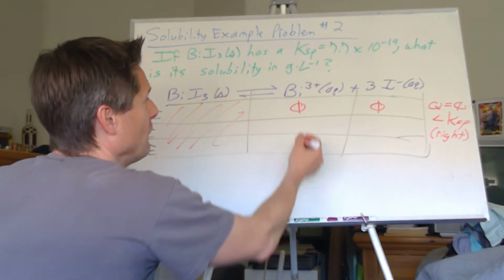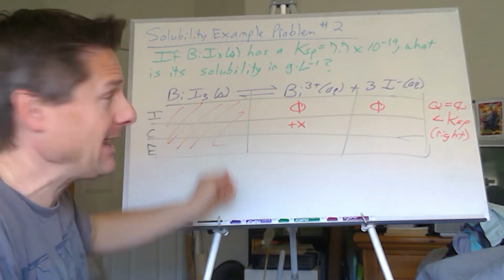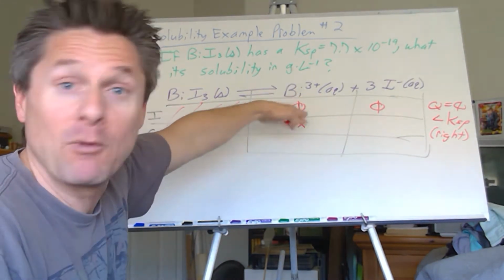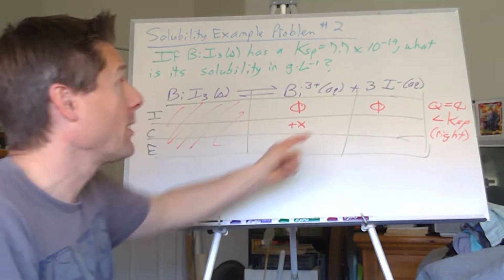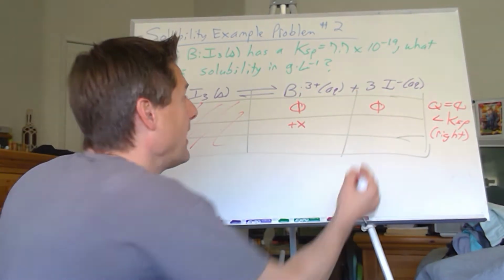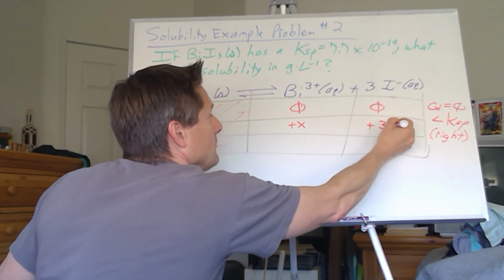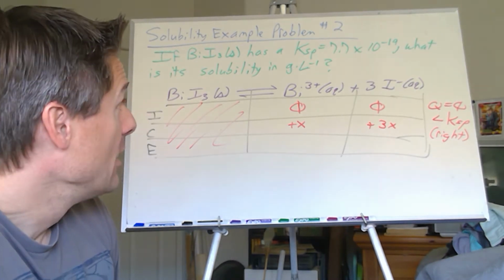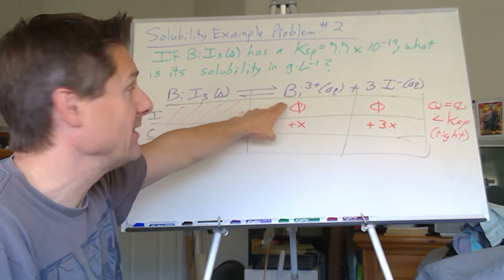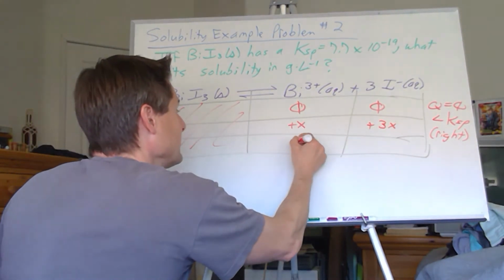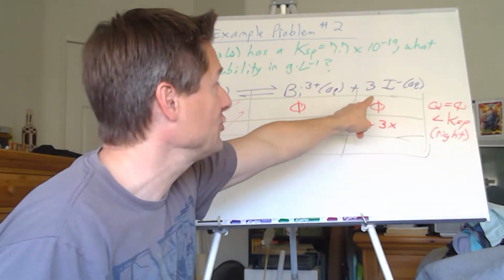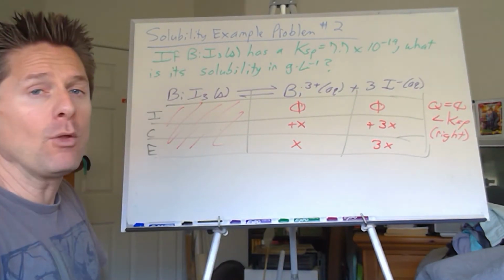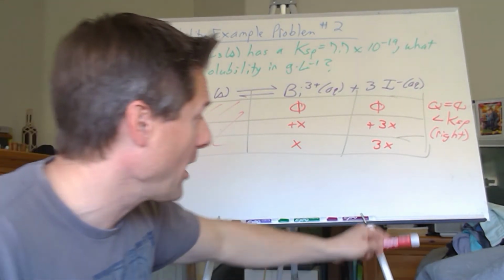So this is a coefficient of 1, so we're going to be forming X of that. X amount of the solid is going to dissolve, so that will be X, how much bismuth ion you get. But we're going to get 3 times that amount of iodide, because it's a 3-to-1 ratio. So the I minus will be positive 3X for the change. So at equilibrium, bismuth will be the initial plus the change, 0 plus X, or just X. The iodide will be the initial 0 plus the change 3X, or just 3X. So the only difference is the 3X here versus the other problem.